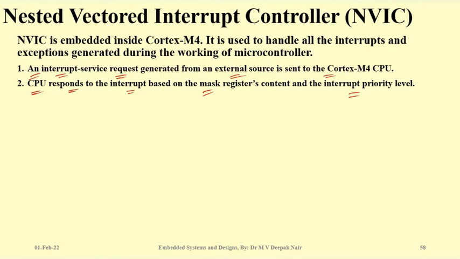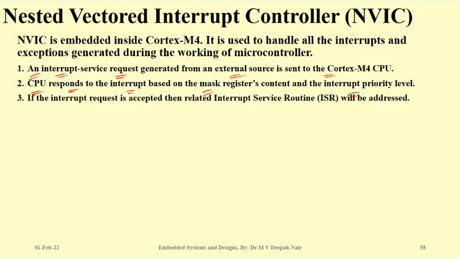priority of that interrupt? Right? First the interrupt comes, then the CPU checks whether this interrupt is allowed or not, first thing. Second, if it is allowed, what is its priority? These two things the CPU will check.